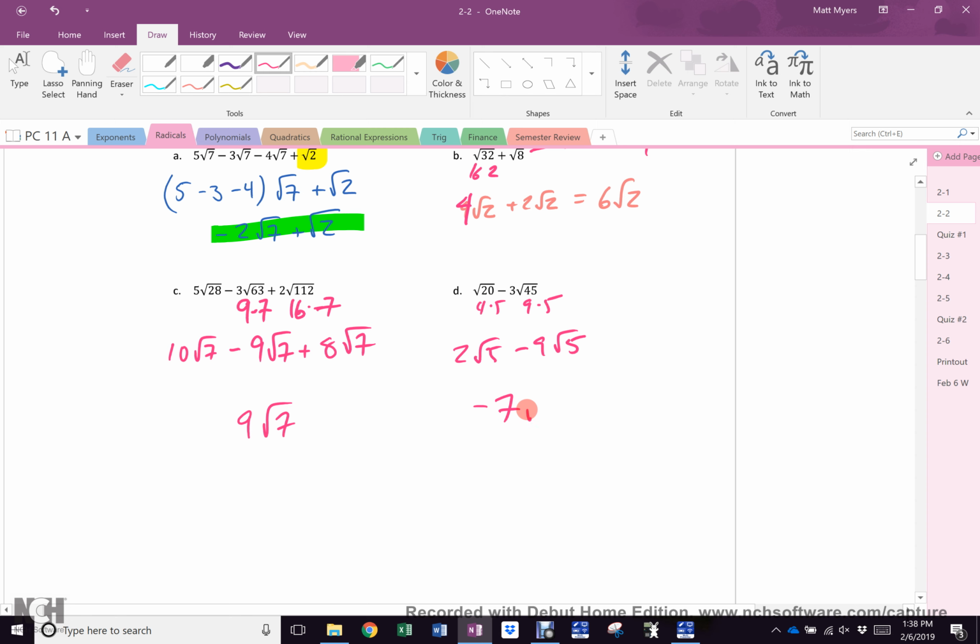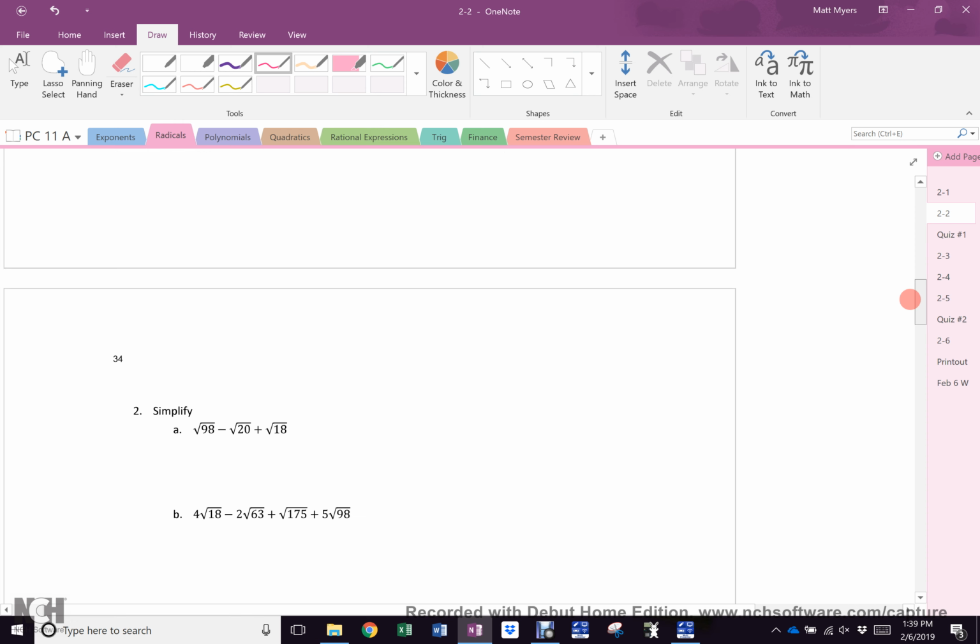Negative 7 root 5. You don't even need to worry about your calculators. It's that easy. Will it get any more difficult? Yes. Maybe. Will it get any more complex? Yeah. Yes. Will it get any more difficult? No, because you will follow the exact same methods.